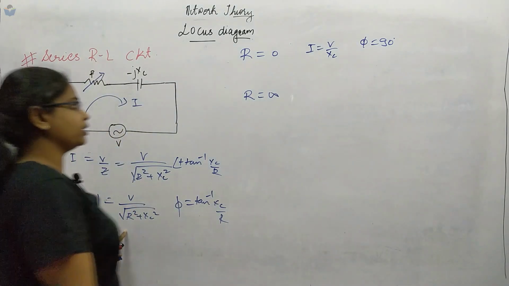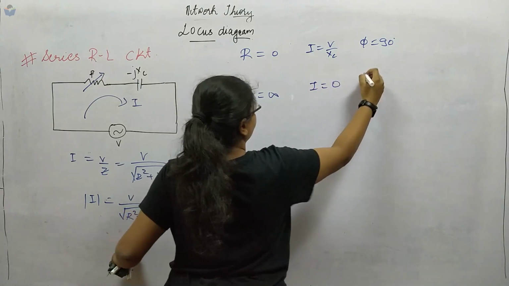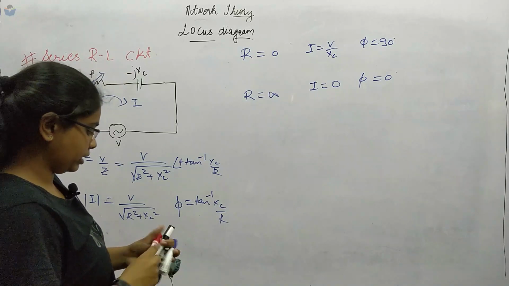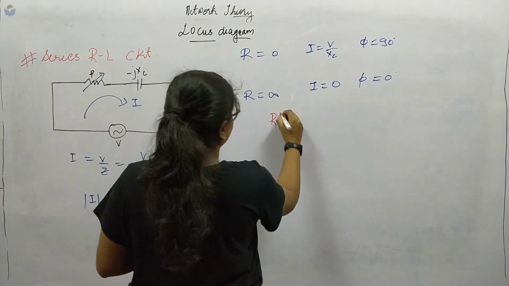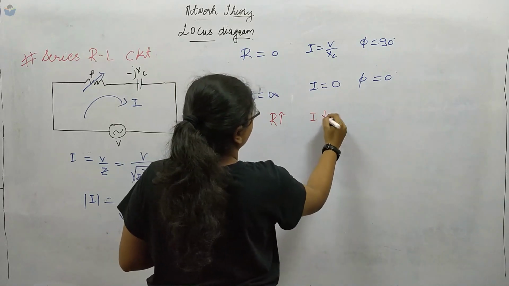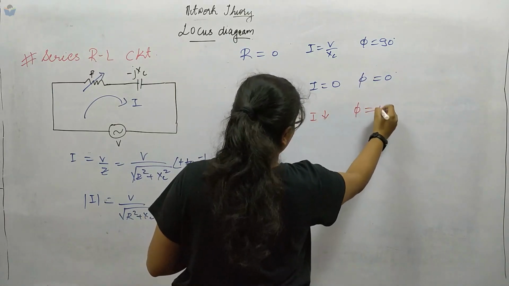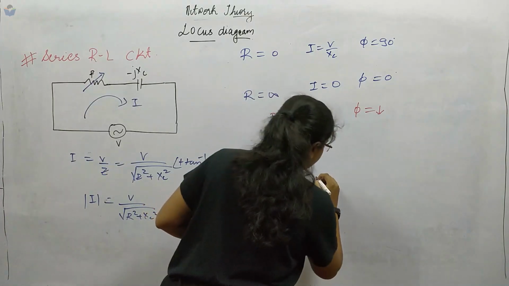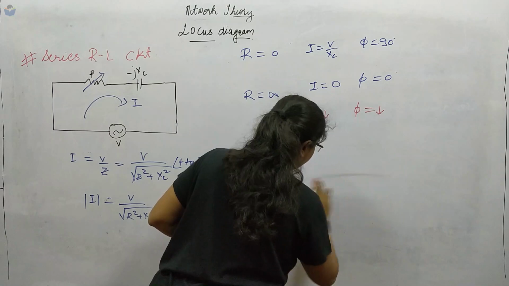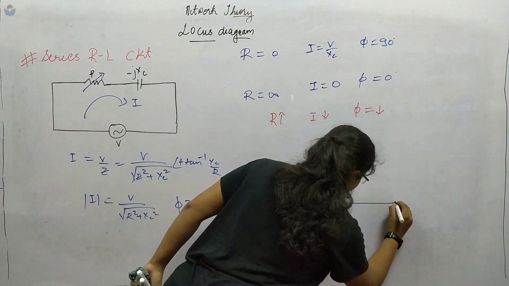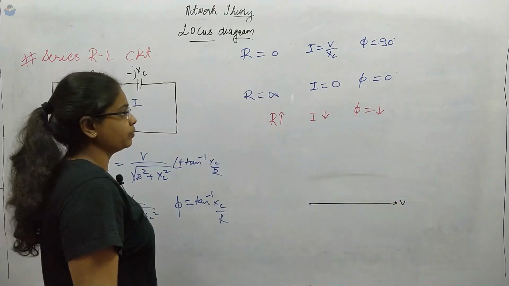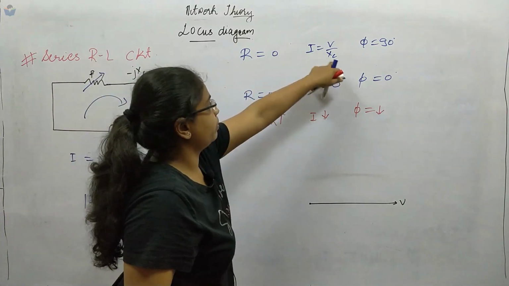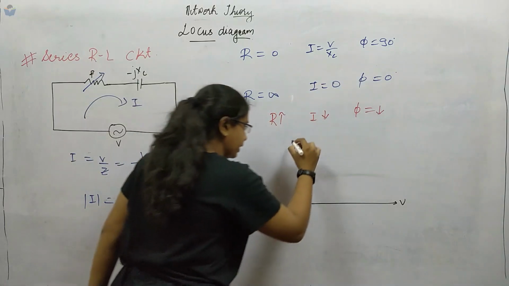Okay, V upon infinite will give you I equal to 0 and phi angle will be 0 degrees. Okay, so now see here, R is increasing, current is reducing and phi is also reducing. Right? Now we will take the reference. Let us take V as our reference, V is 0 degree. Now, when R equal to 0, I equal to V by XC and the phase angle is 90 degree.